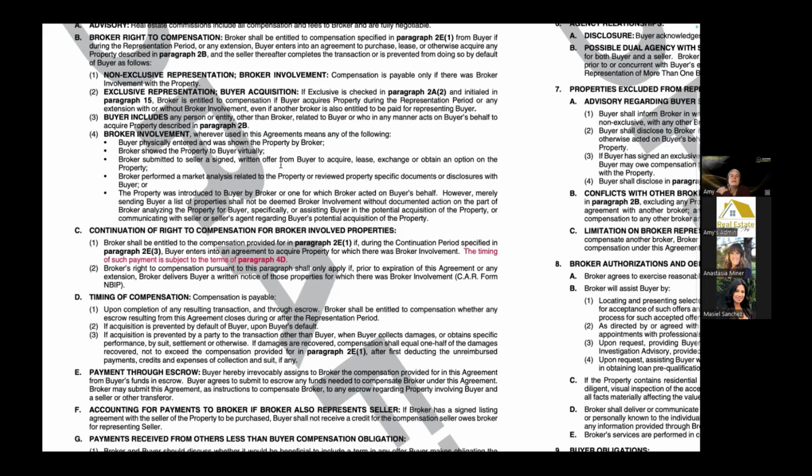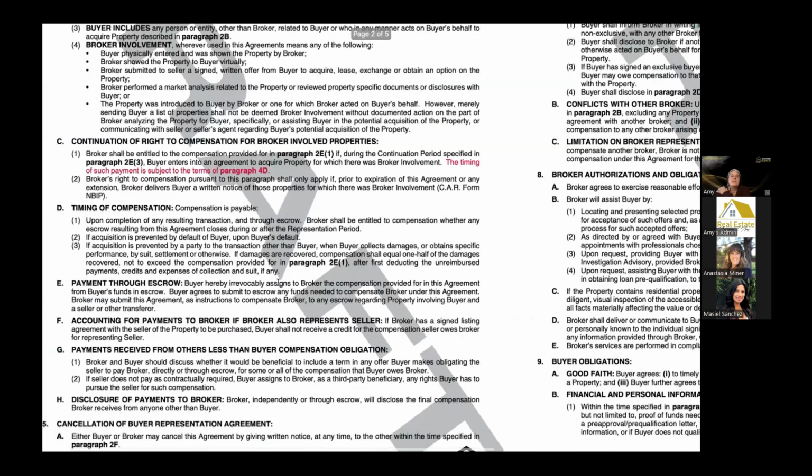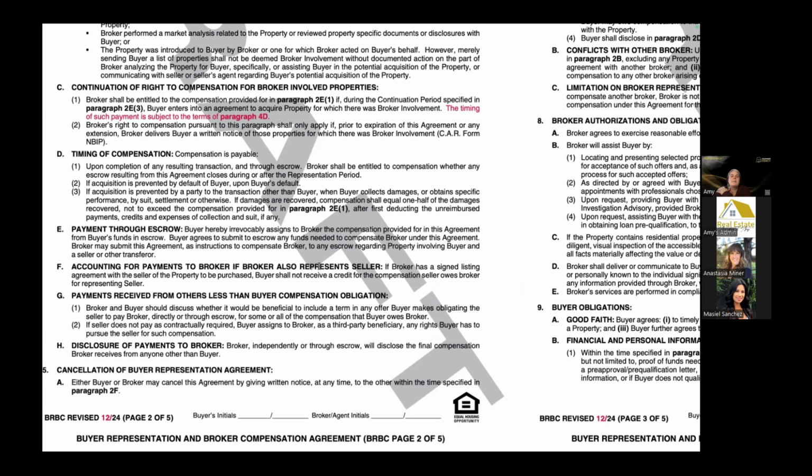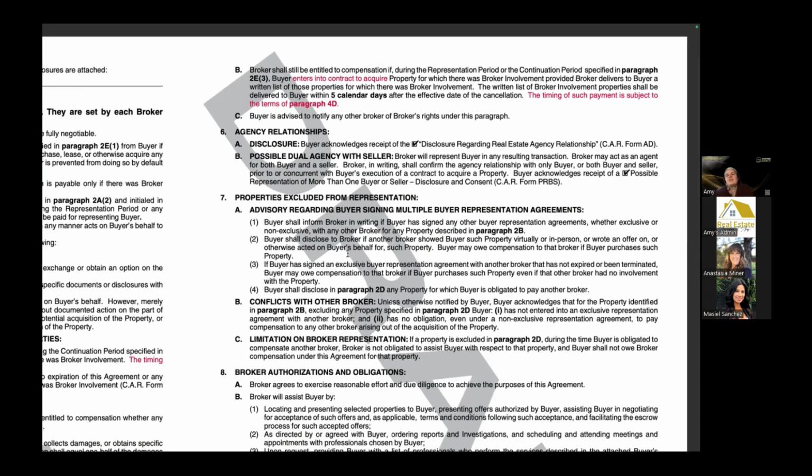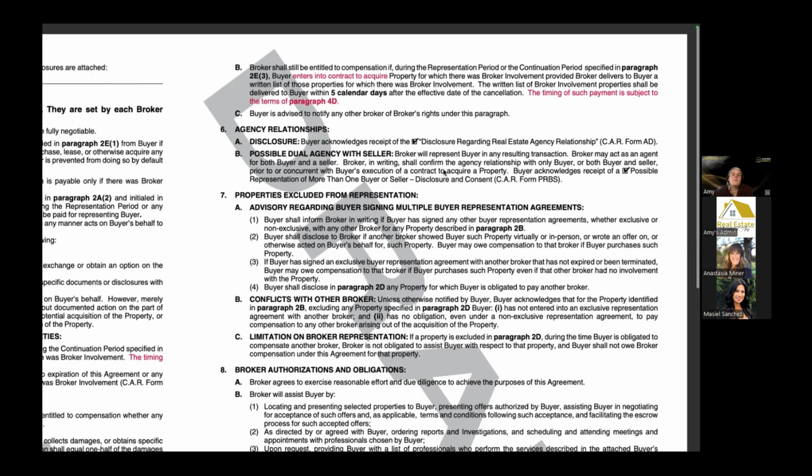Here in the cancellation of buyer representation, it just talks about that anybody can give notice at any time to cancel this. But the broker shall still be entitled to compensation if during the representation period or the continuation period specified in paragraph 2E3, buyer enters into contract to acquire property for which there was broker involvement, provided broker delivers to buyer a written list of those properties for which there was broker involvement. The written list of broker involvement properties shall be delivered to buyer within 5 calendar days after the effective date of the cancellation. The timing of such payment is subject to terms of paragraph 4D.